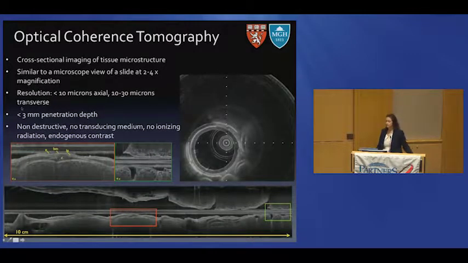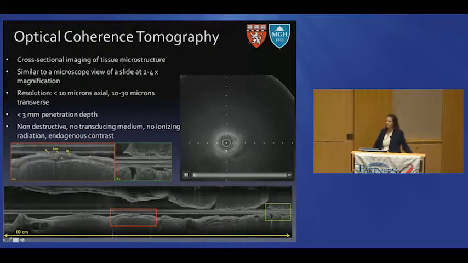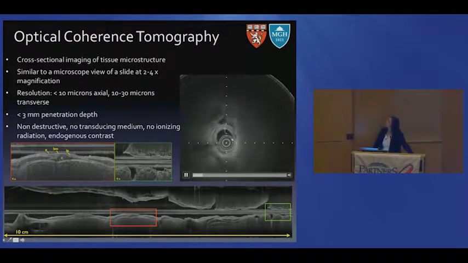It's non-destructive. It does not require a transducing medium like ultrasound does. There's no ionizing radiation like CT, and it relies purely on endogenous contrast. So the images that we collect in real time are these cross-sectional images that are displayed here.